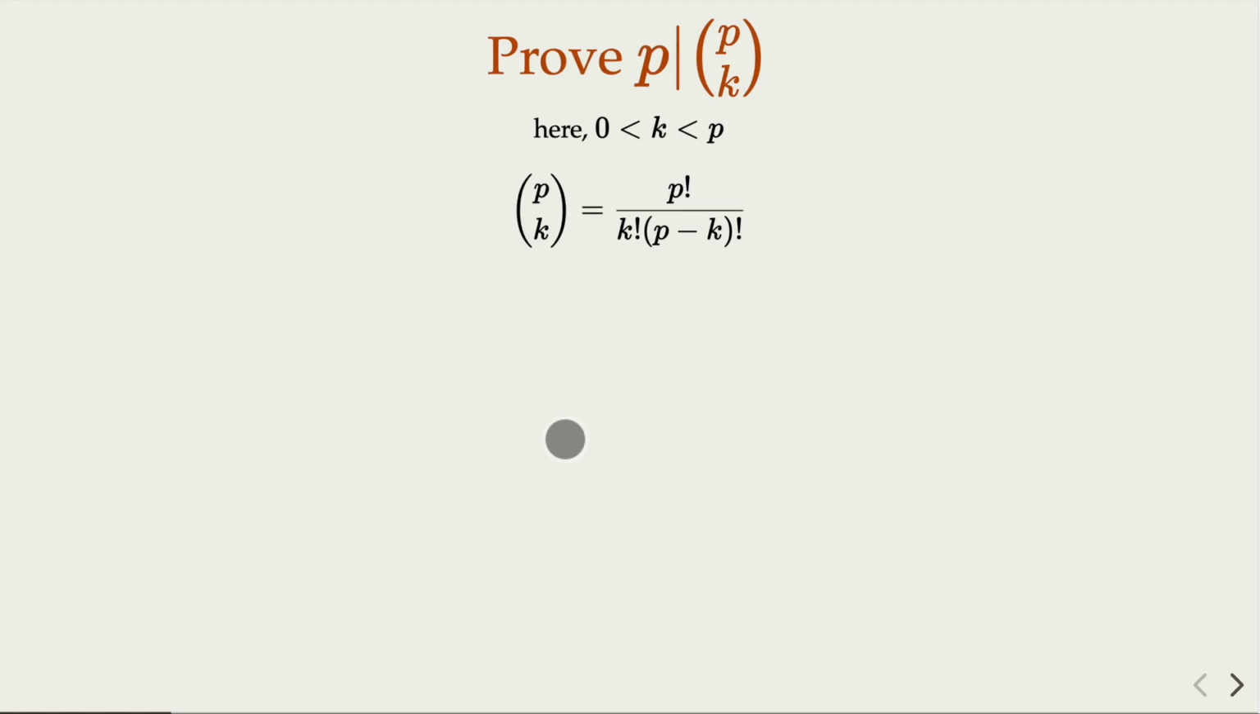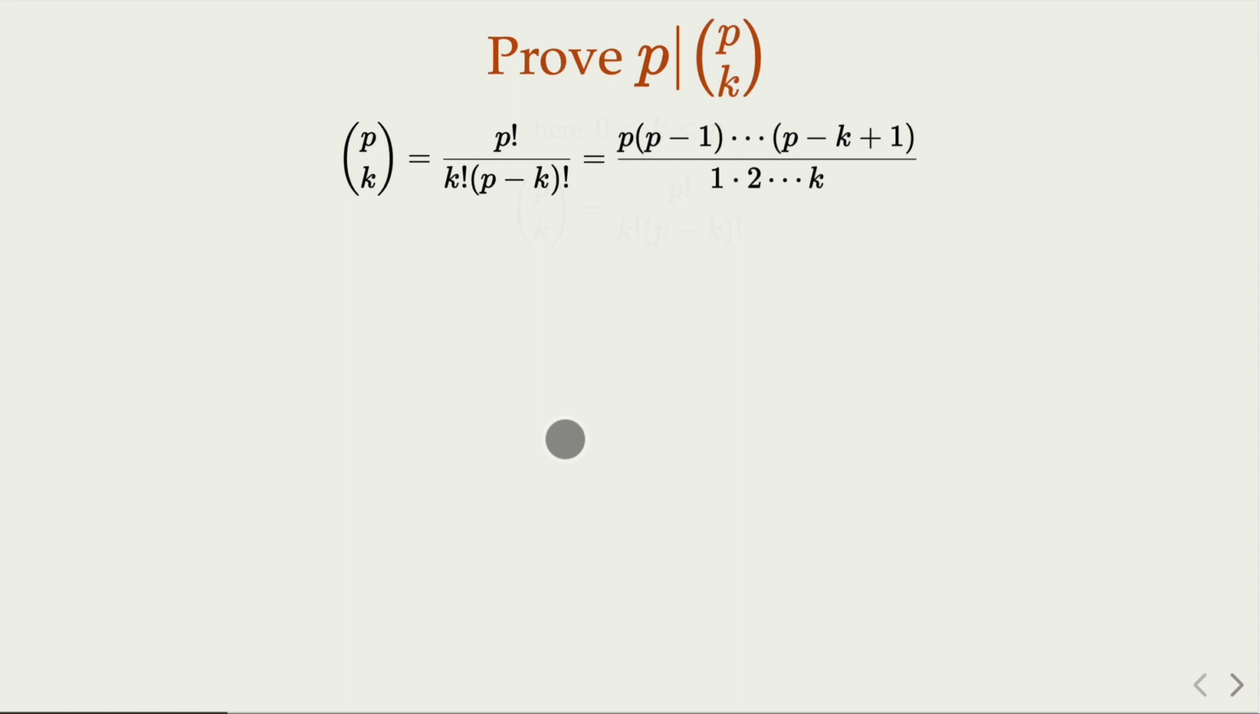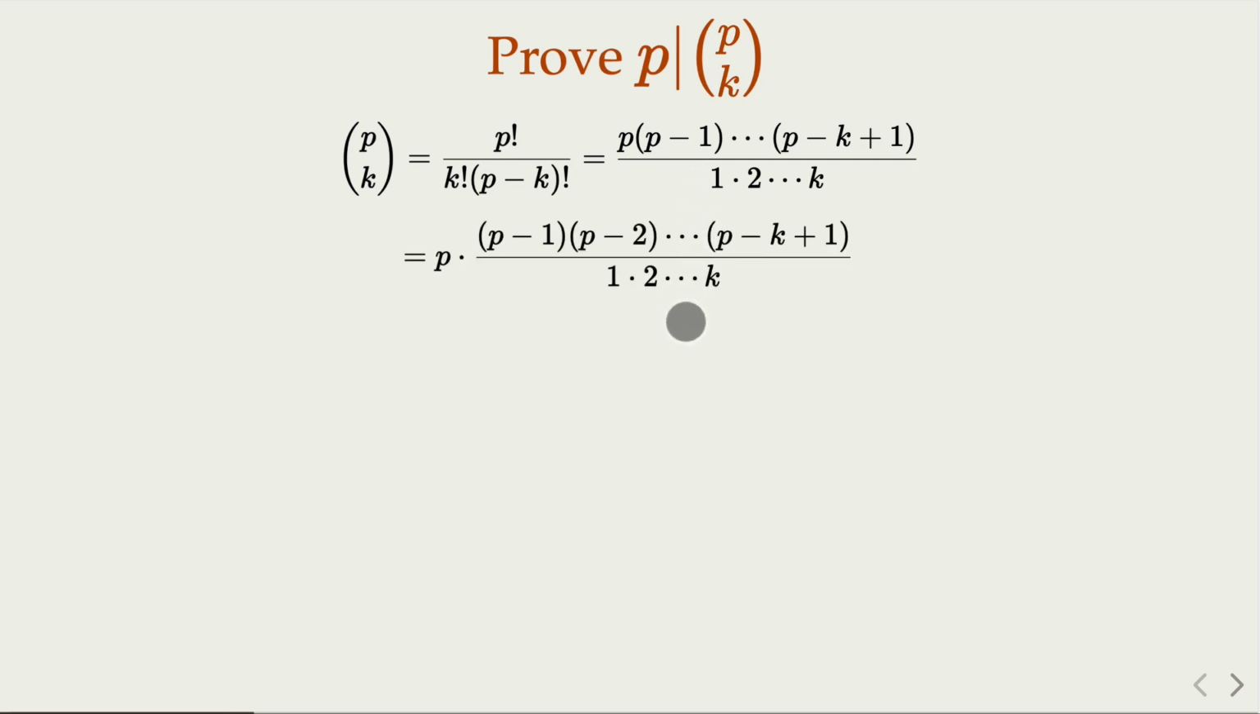Now here, how do we prove that? We use a formula. Notice that you can replace the fraction by canceling certain terms, leaving k terms on the top and on the bottom, and you take p by itself. Notice that p is a prime number, so you do not have any common factor with p in the denominator, 1 through k, because k is less than p.